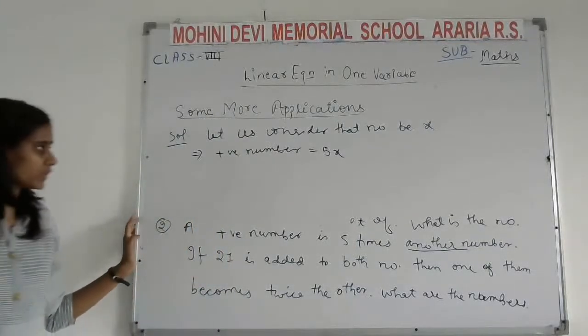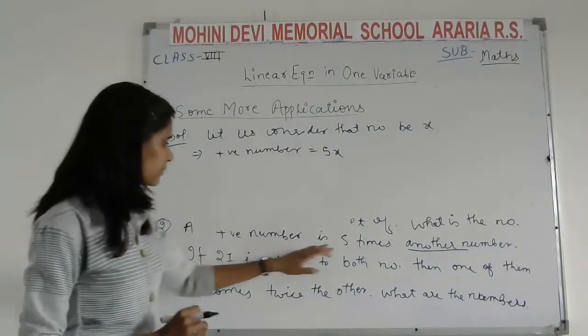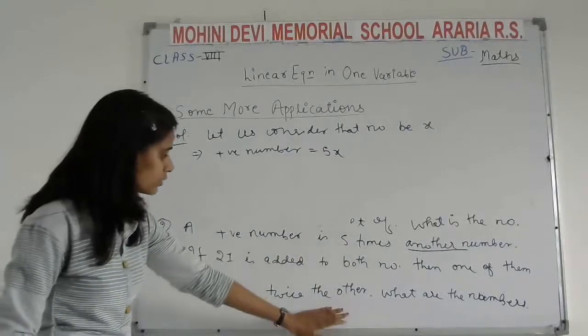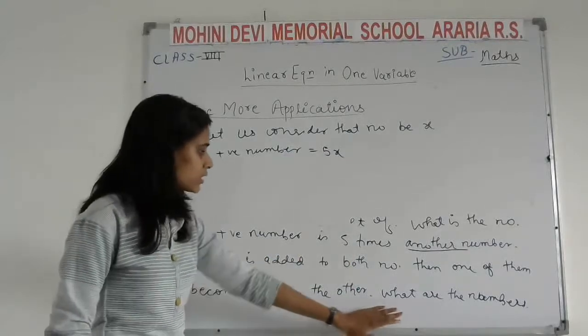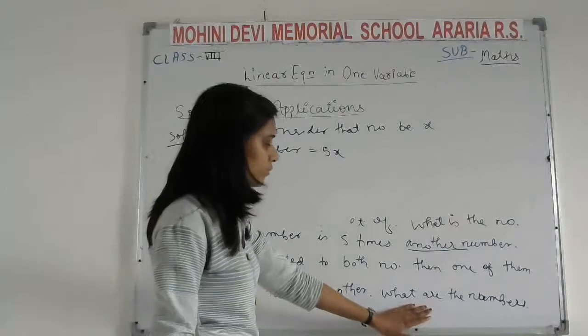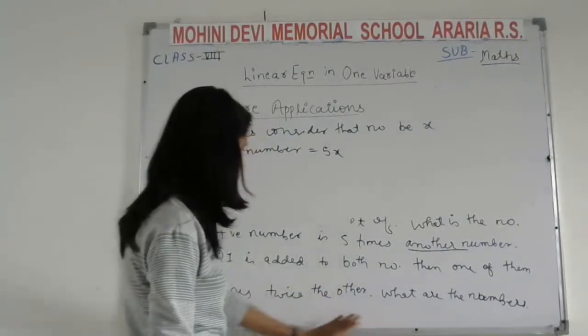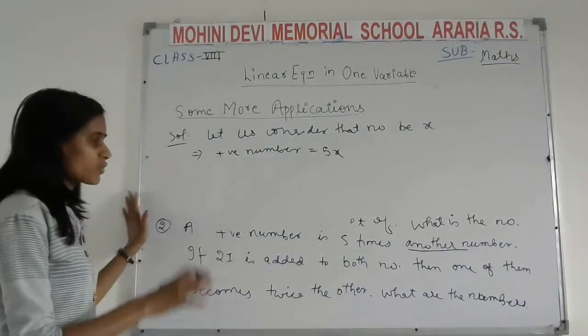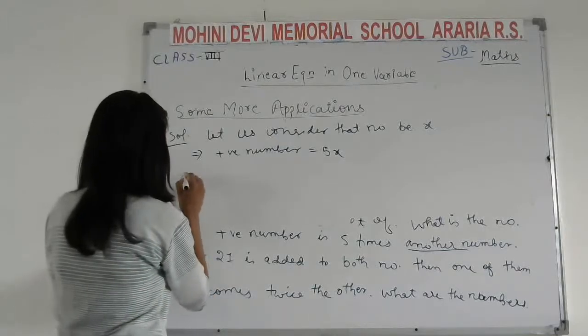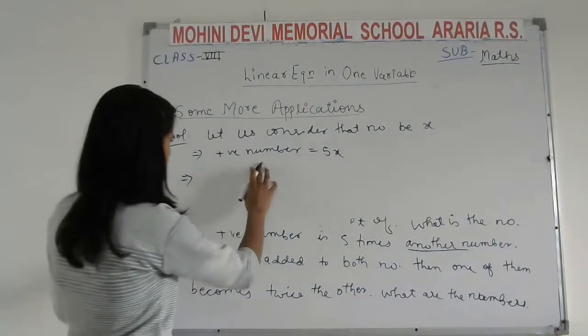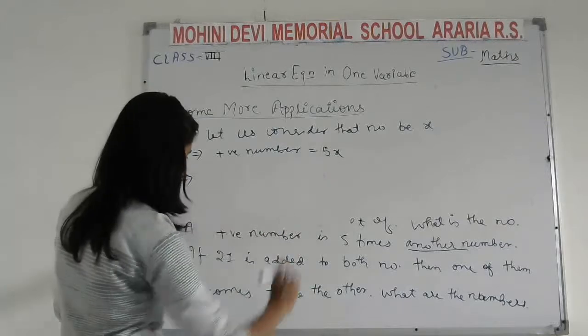So while solving the question, read the statement one by one. Try to understand each and every term. The number for which the question is asking, consider that as x and try to establish relationships among the numbers. So it becomes 5x.